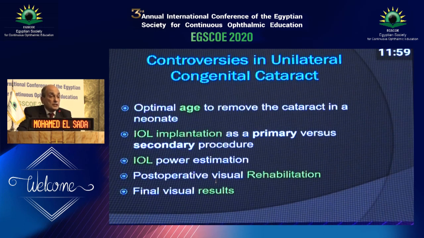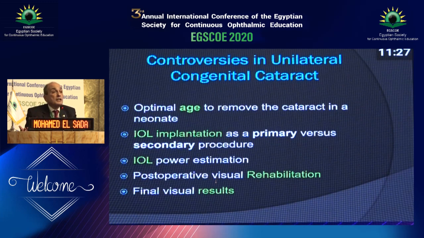IOL implantation. Some schools say that unilateral cases will go better with the contact lens. Other schools say, no, it will go better with the intraocular implantation. IOL power estimation is another debate in this condition. People sometimes say go to emmetropia, make the lens power close to emmetropia. Others will tell you no, respect the variations that happen with age.